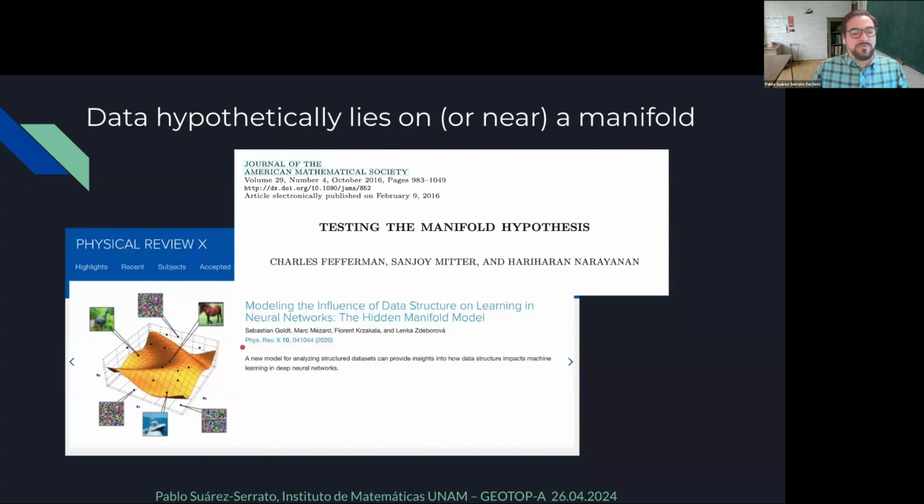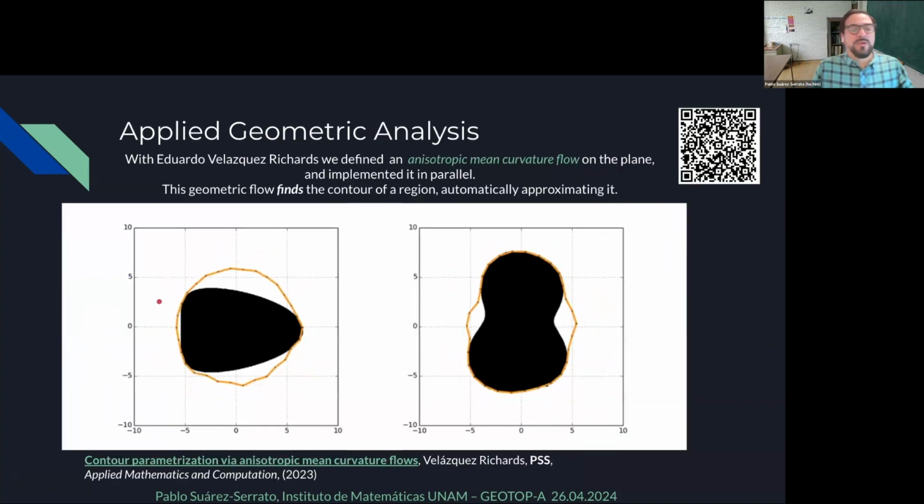and it has also been supported experimentally using, for example, in this case, just images, and seeing how they lie on the neighborhood of a certain hypersurface of a manifold. And if we go outside of that manifold, they find that we just find noise. So what about the simplest kind of manifold, and how can we use that to approximate data?